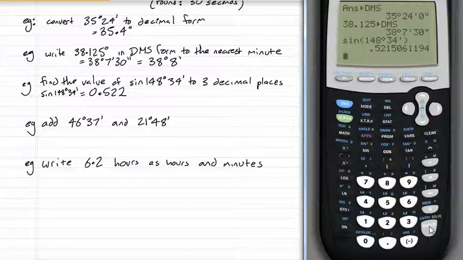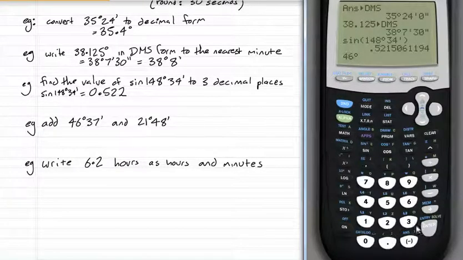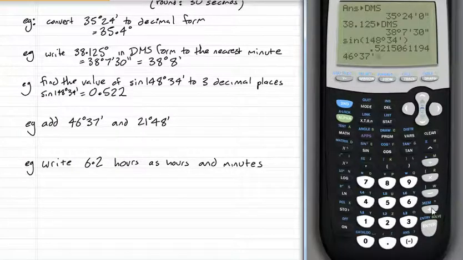We can also add or subtract angles in degrees minutes form, which is very handy. We'll need to do this quite frequently in the coming weeks. So the next question, add these two angles. Simply enter them in. 46 degrees, 37 minutes. You'll notice it's a little bit tedious. It's actually easier on a scientific calculator.